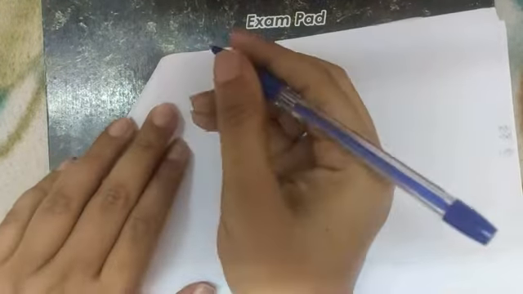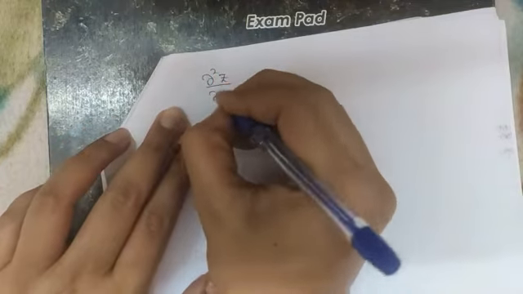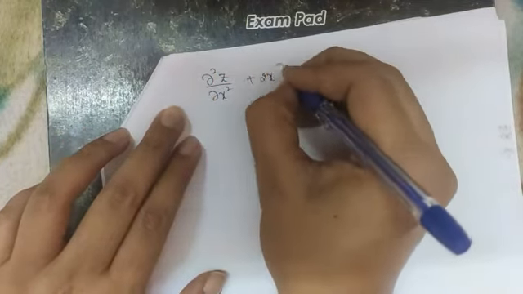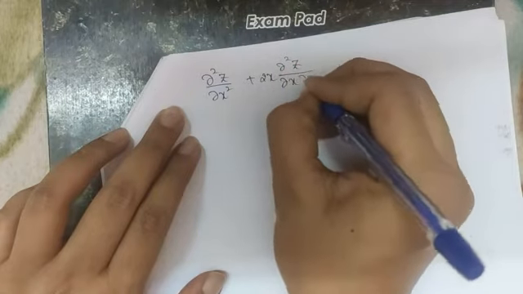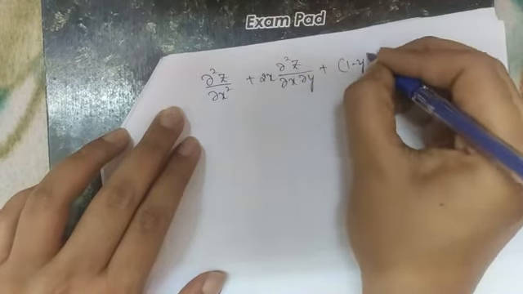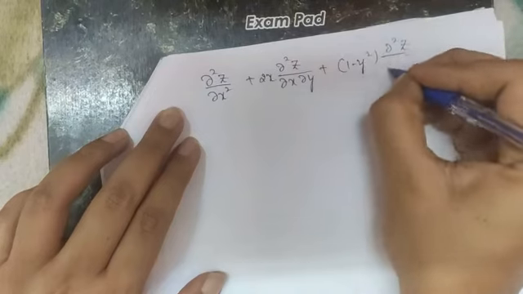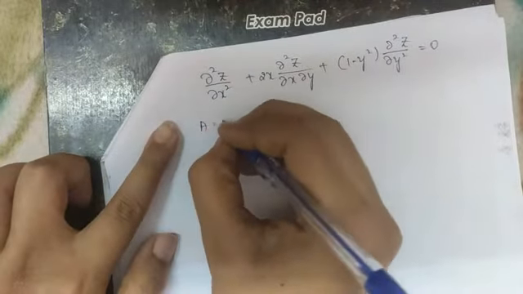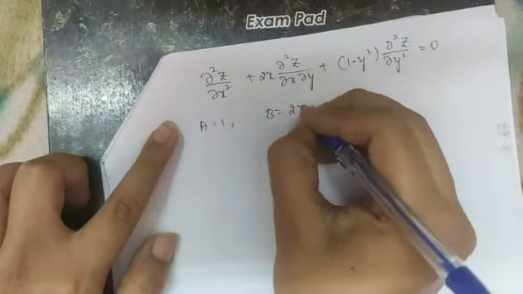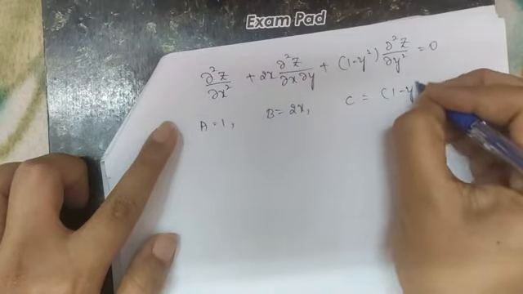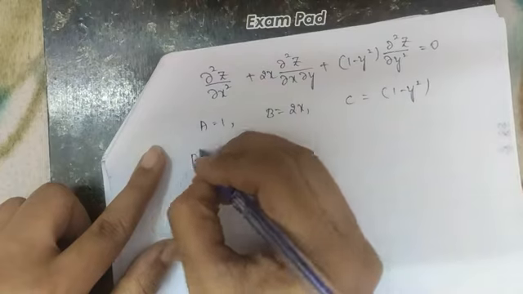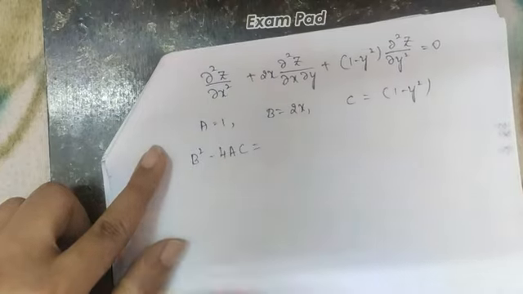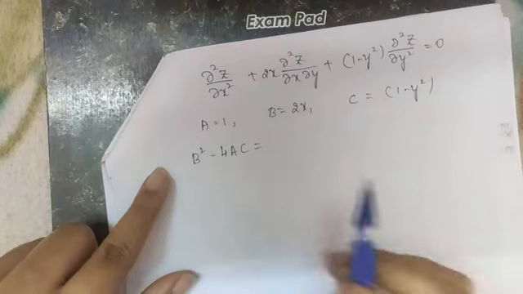So first I will write the equation. The equation is ∂²z/∂x² + 2x ∂²z/∂x∂y + (1 − y²) ∂²z/∂y² = 0. So what is the value of a here? It is 1, b is 2x and c is 1 − y². First find out the value of b² − 4ac.